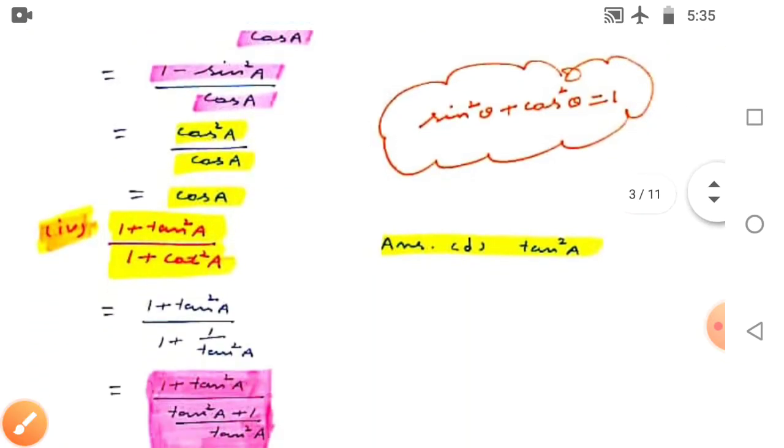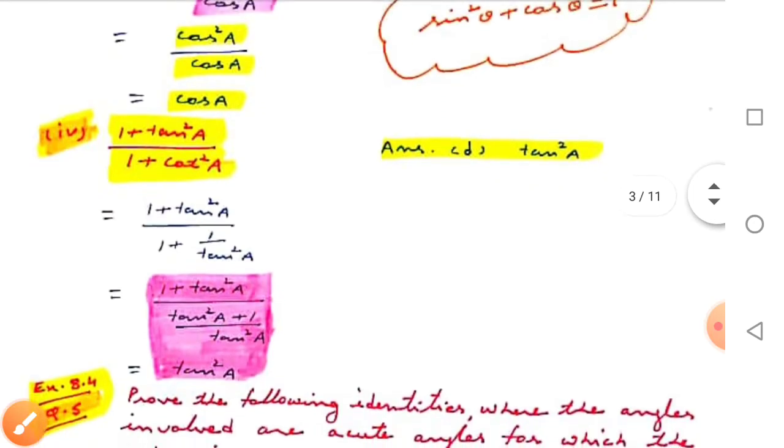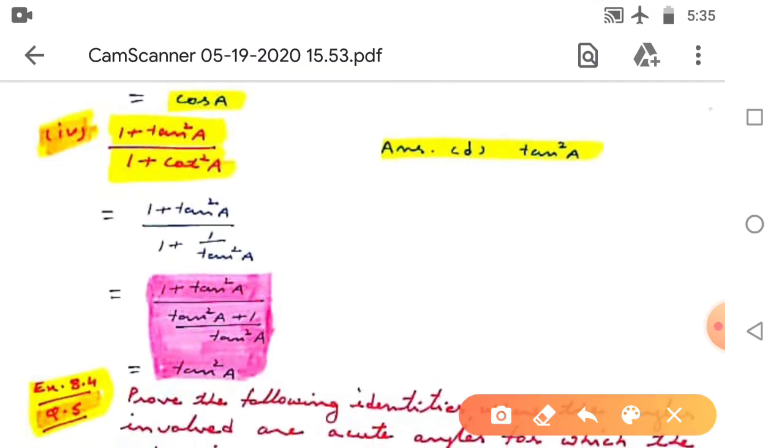Now come to the fourth part. 1 plus tan square a upon 1 plus cot square a. Now, this is cot square a. We convert cot square a, which is in the denominator, into tan square a.